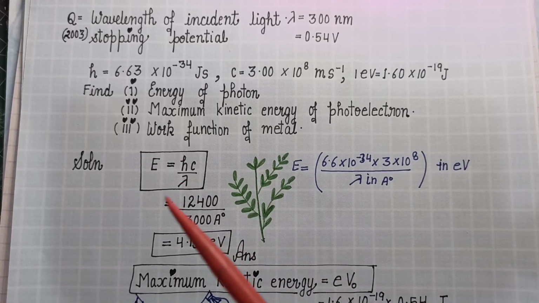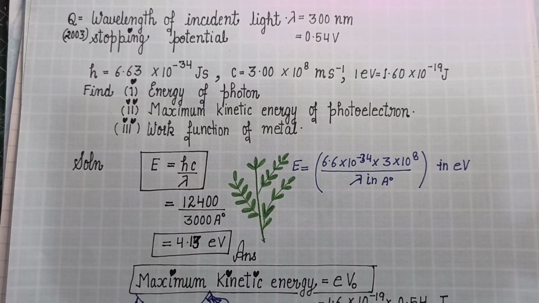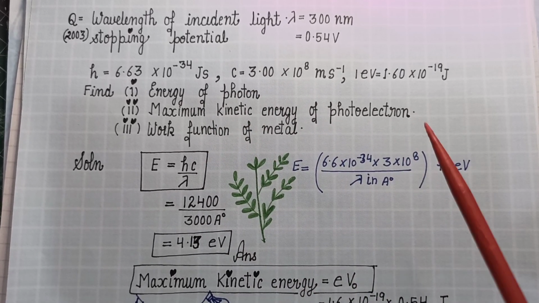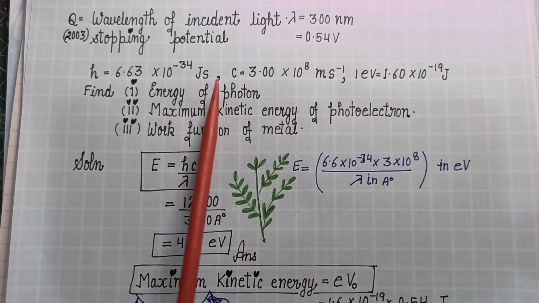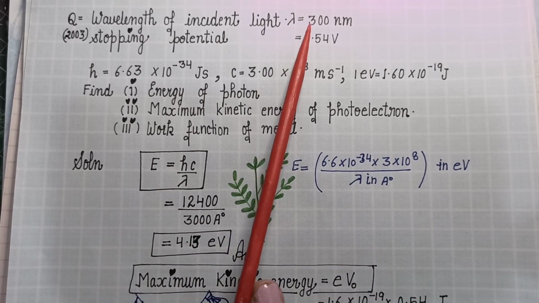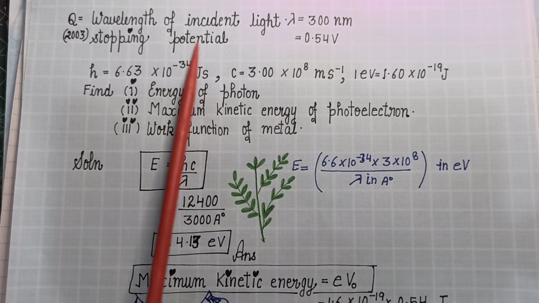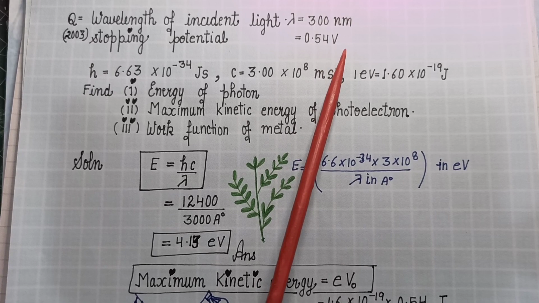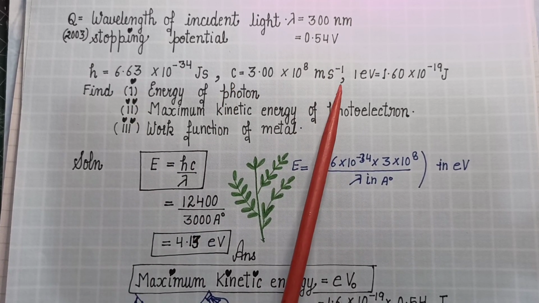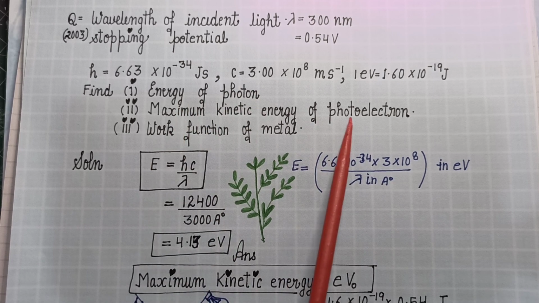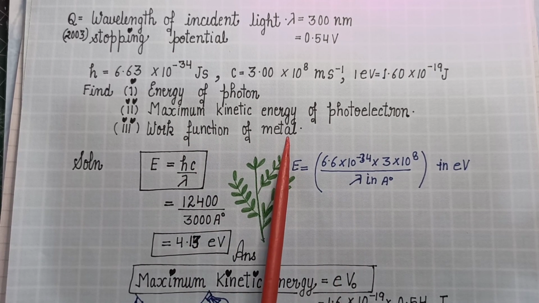Now, the good thing about the numericals of the photoelectric effect is that you will find them all similar, and they are solved with similar steps. So let us see one numerical, and we will find that all other numericals can be solved if we understand this one. Here, the incident light has wavelength 300 nanometers. The stopping potential applied in the tube is 0.54 volt. hc and the relation of 1 electron volt with joule are given. And the question is to find the energy of the photon, the maximum kinetic energy of the photoelectron, and the work function of the metal.